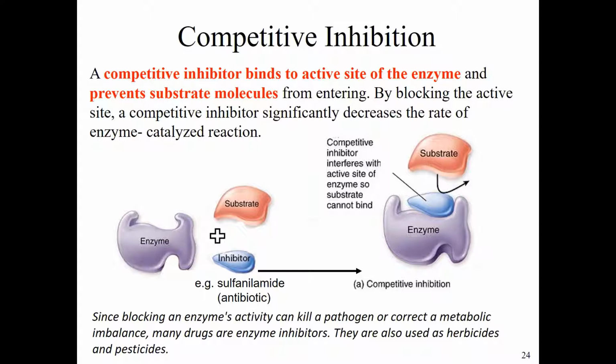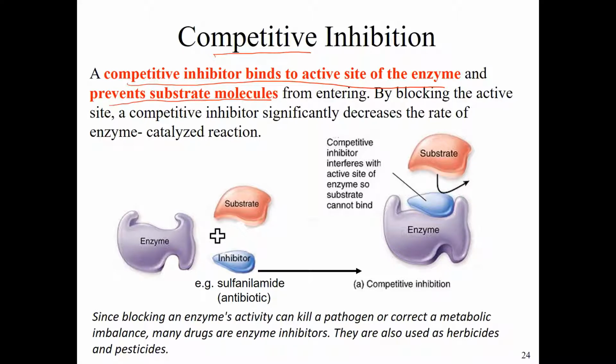Another factor that can affect enzyme activity is the presence of inhibitors. An enzyme inhibitor is a molecule that binds to an enzyme and decreases its activity. There are two main types of inhibitors, competitive and non-competitive inhibitors. A competitive inhibitor binds to the active site of the enzyme and prevents the substrate molecule from entering.